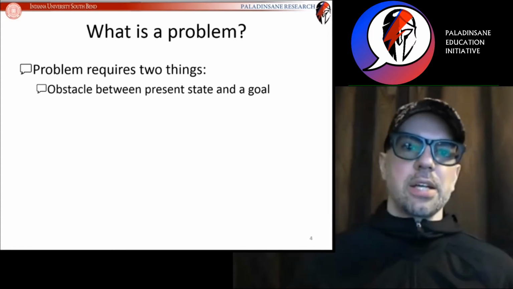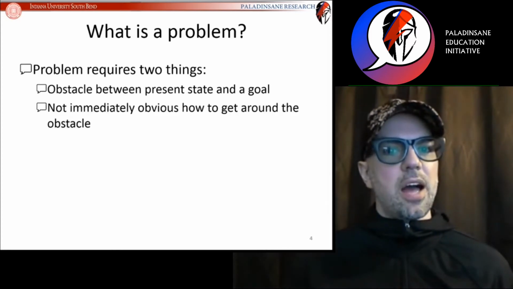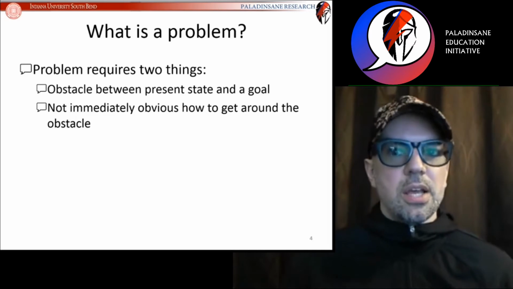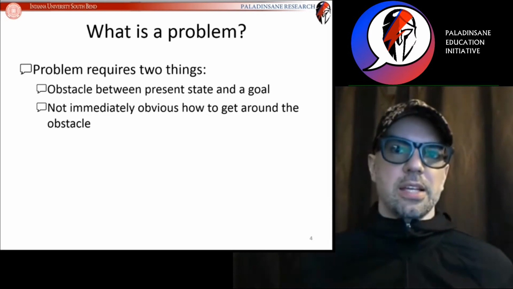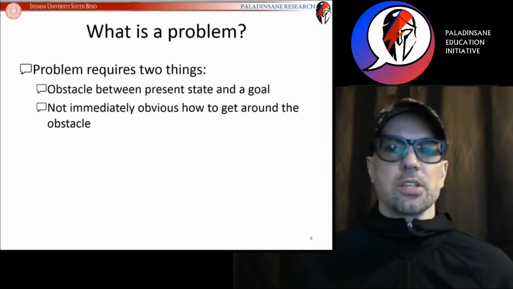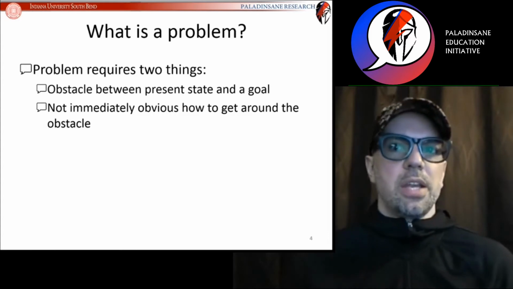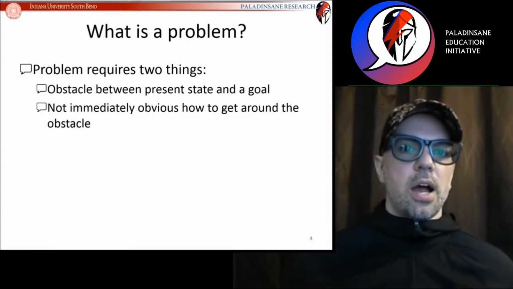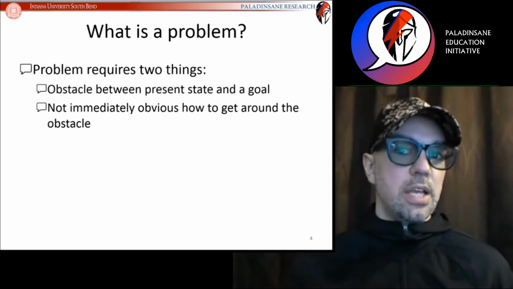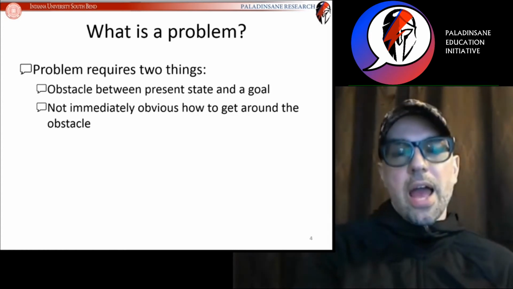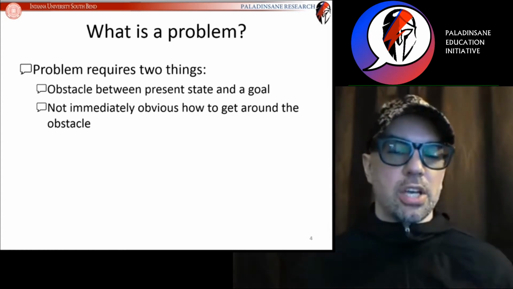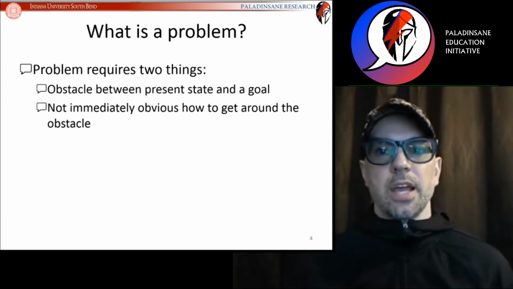And then the second criteria is that it can't be immediately obvious how to get around that obstacle. So this kind of captures the idea of we need to come up with a solution. The solution is not immediately apparent. So those are the 2 criteria that we need in order to actually have a problem. So in cognition, that is what a problem is.